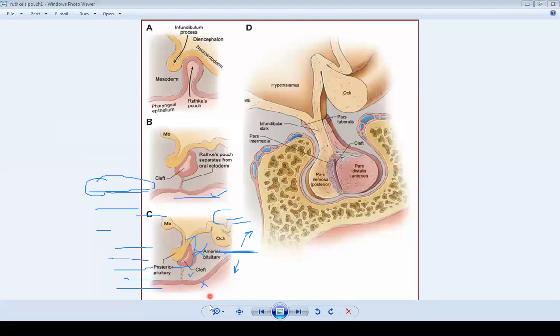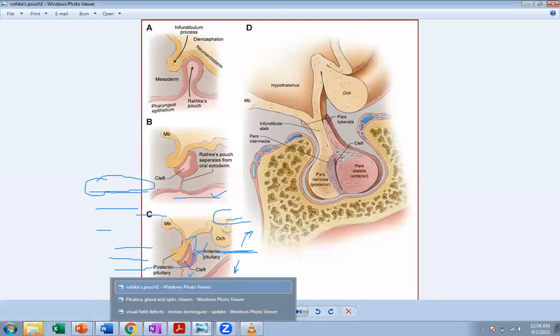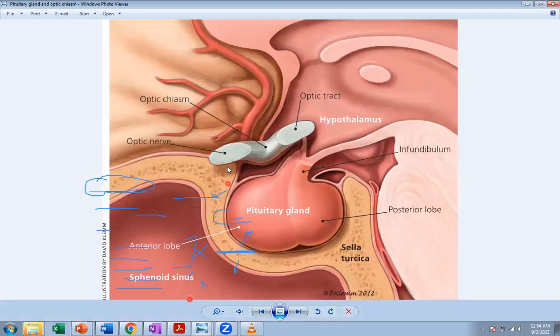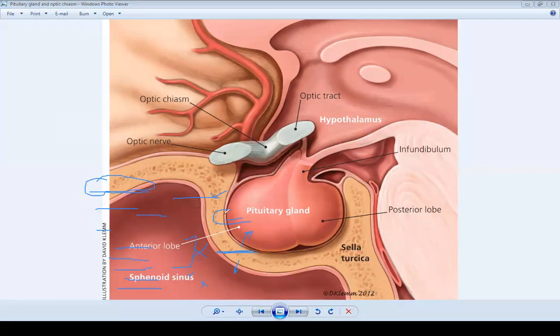So this is what we have discussed. Now, the compression of the optic chiasm. This is the pituitary gland. Whenever a tumor arises over here, it will compress this area, and here is the optic chiasm. So this optic chiasm will be compressed, and this optic chiasm compression will cause bitemporal hemianopsia. Let's erase all these things so that our field is clear.